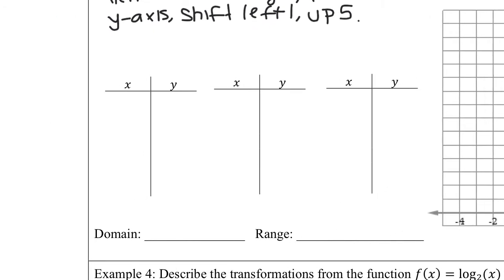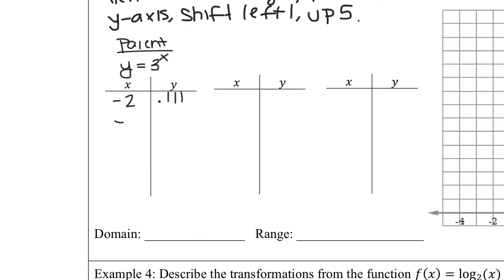So the first table here is for your parent function. The parent function is y equals 3 to the x. So this is a growth, which means I can have positive and negative x values. I'm going to start with an x value of, let's say, negative 2. If I substitute negative 2 in for x, 3 to the negative 2 power is 0.111, repeating.